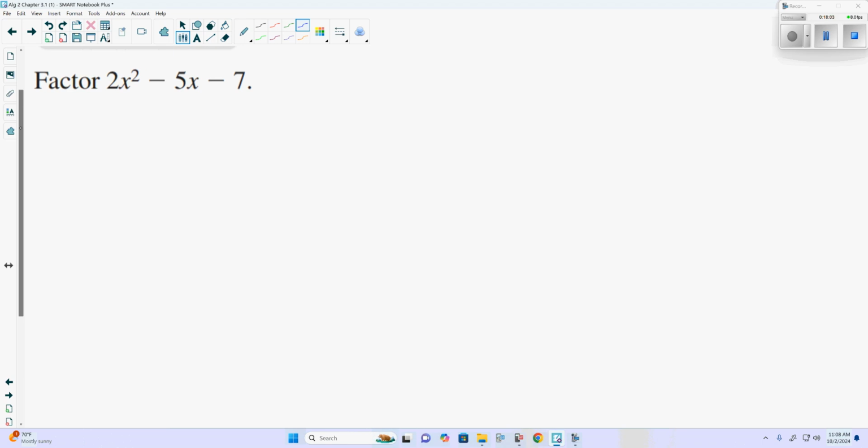Did I skip one? Okay. So first thing we look for is what? Greatest common factor. There's not one. 2 and 7, both prime. There's no common factor between them. So that means we go straight to step number 2. Our 2 sets of parentheses with, yes, all 3 of them.